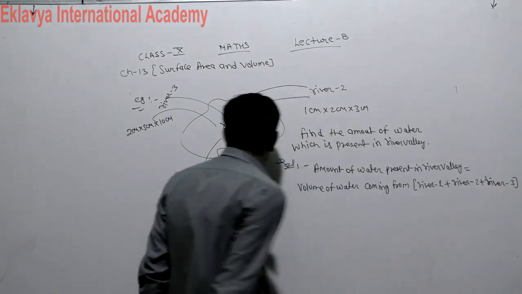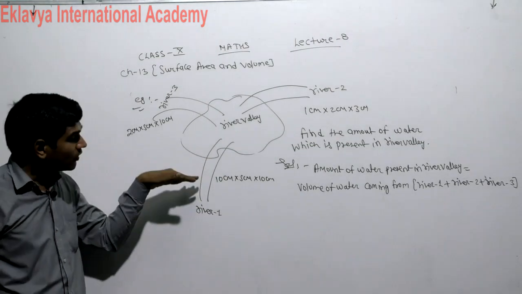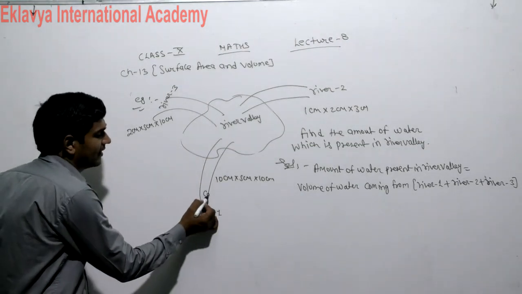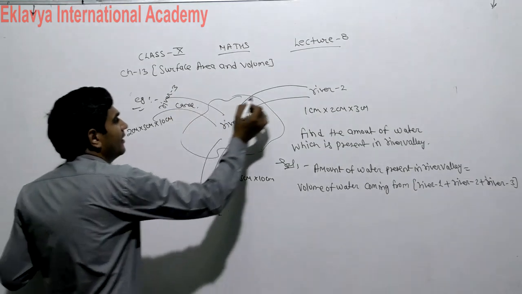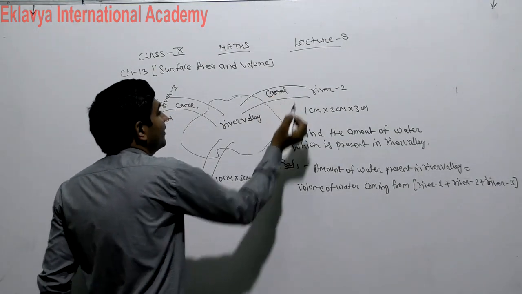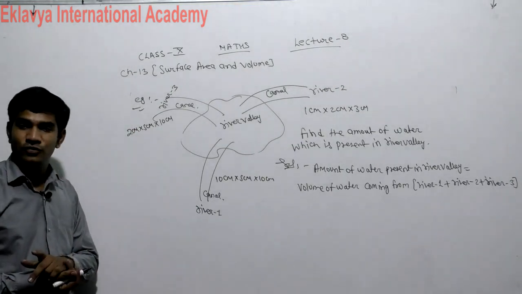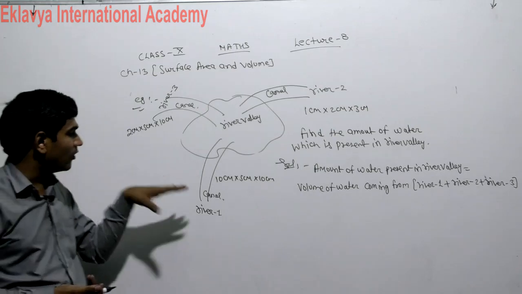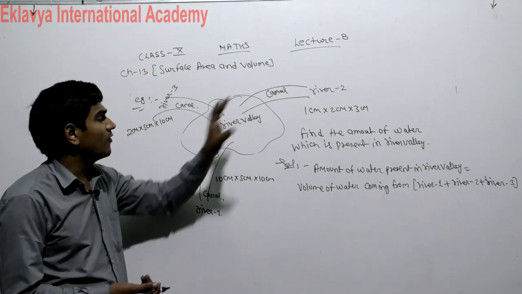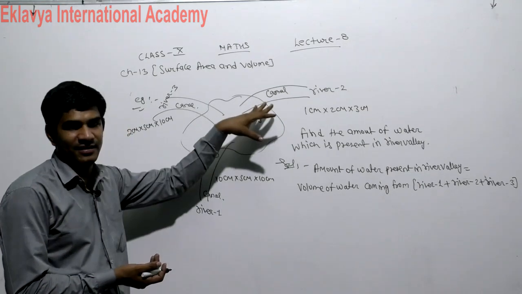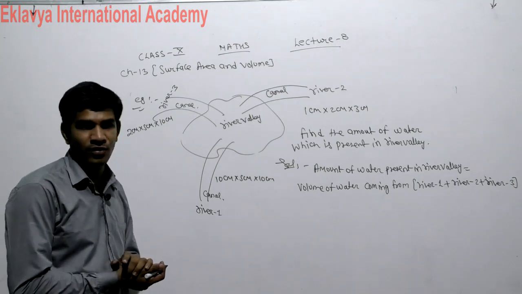Now we know that water is flowing in the form of a canal in a river. In which shape is the water flowing? That is a canal, that is also a shape in the form of a canal, and that is also in the shape of a canal. And we know that a canal is in the shape of a cuboid. So easily we can find out the water flowing from river first, volume of cuboid, water flowing from river second, cuboid, and water flowing from river third also cuboid volume.